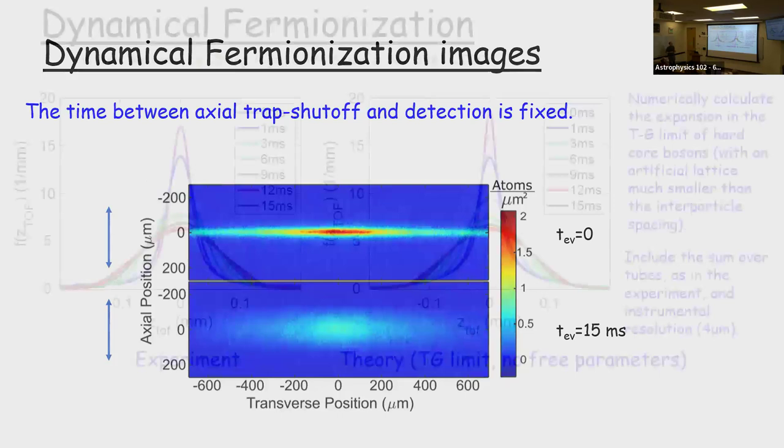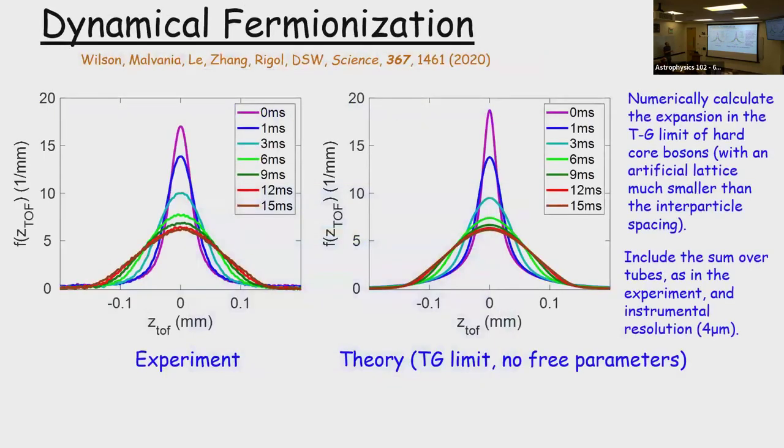This is what the experiment looks like from the beginning, where you start off with a peaked momentum distribution, and then it evolves into this humped fermionic distribution, which is then asymptotic. It doesn't change anymore because the interaction energy is all given up.